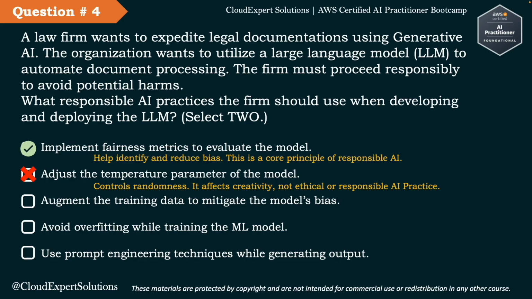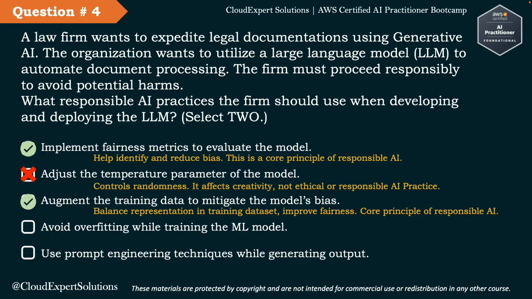Let's move on. Option number 3, augment the training data to mitigate the model's bias. Data augmentation can balance representation in the training set, which will reduce bias and improve fairness. This proactive step addresses bias at the source, or at the data source. Hence, this is a potential correct option. Let's park it and review the remaining two.